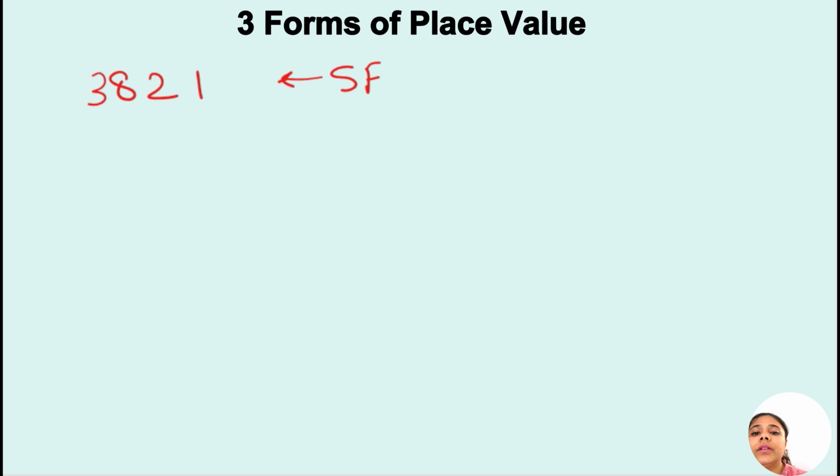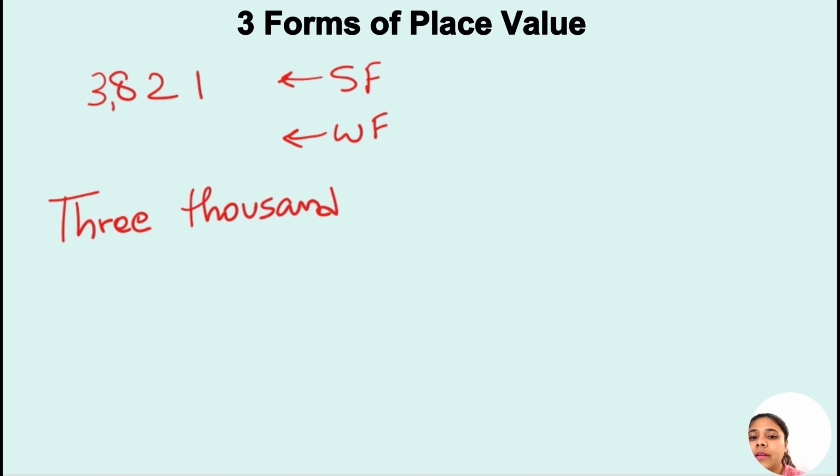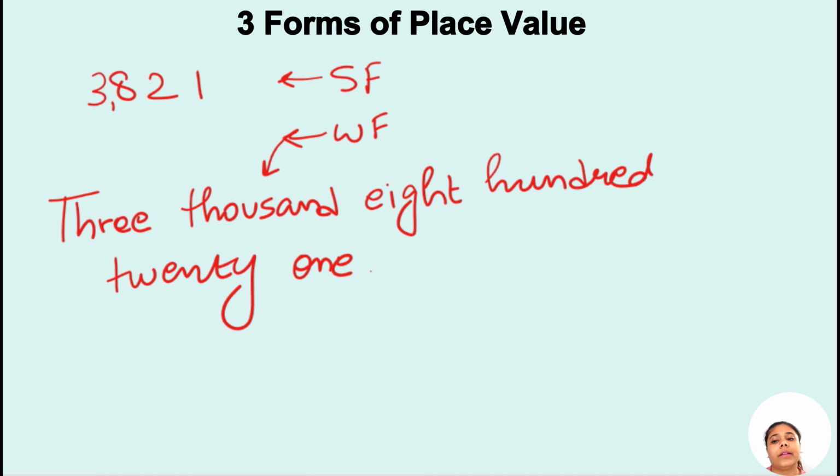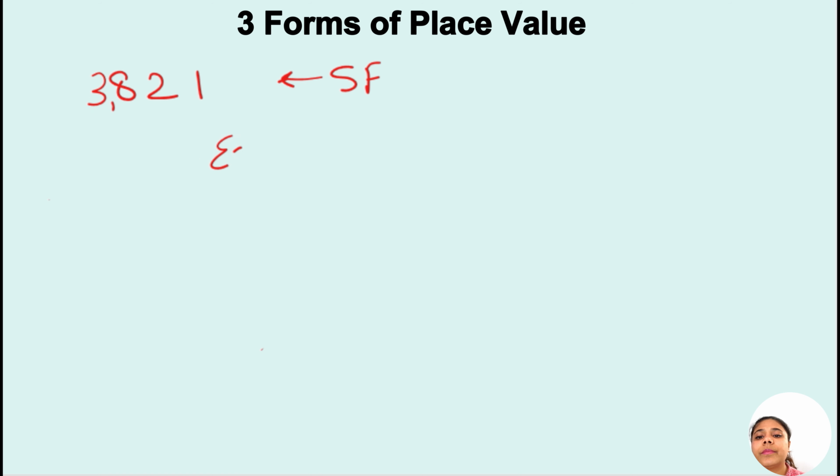Now what was the next one? Word form. How would you put it in words? So, how do we read this number? It's 3,821, which would be written as we are reading it. If there would be a 2 before the 3, like here, it would be 23,821.